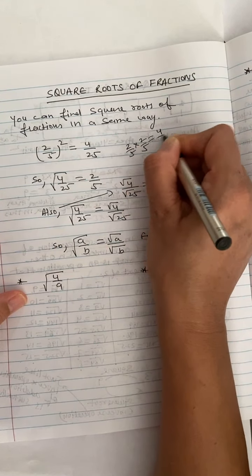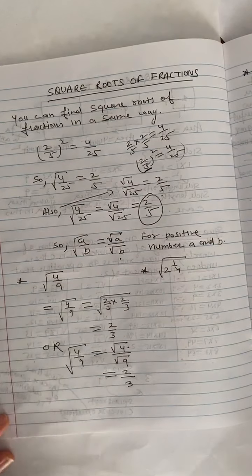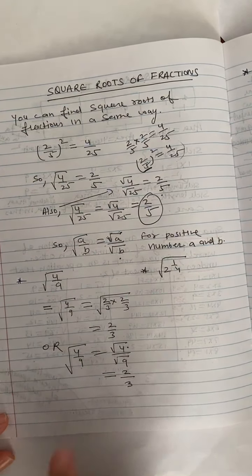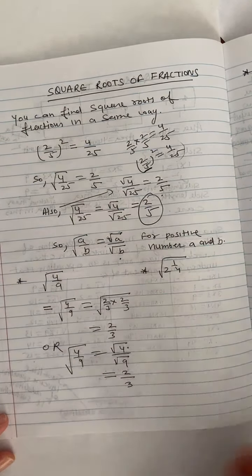So I'm going to do a couple of examples here. When you have the square root of 4 over 9, you can use this property, or you can do 2 over 3 times 2 over 3, and then write this as 2 over 3. Or I can separate the numerator and the denominator, and now I know the square root of 4 is 2 and the square root of 9 is 3. Again, remembering the perfect squares will help you do these questions quickly.